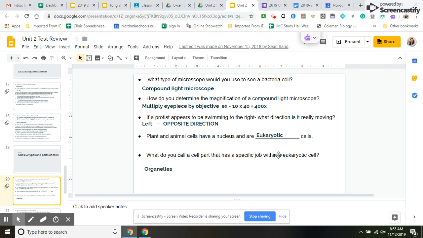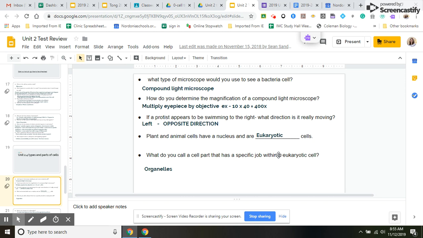If a protist appears to be swimming to the right, it's actually swimming to the left if we're looking through the microscope. Or if it looks like something's on the right side, it's actually on the left side of your screen. If it looks like it's at the top, it's actually at the bottom of your microscope. Remember, everything is reversed.